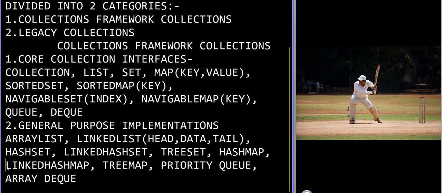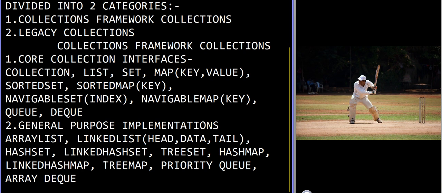We have linked hash map. Just like the linked hash set, here hashing technique is implemented on the map interface and these are all stored in a linked manner. That means we will have head, data, tail, and the data will be stored based on key only. And we will have tree map.